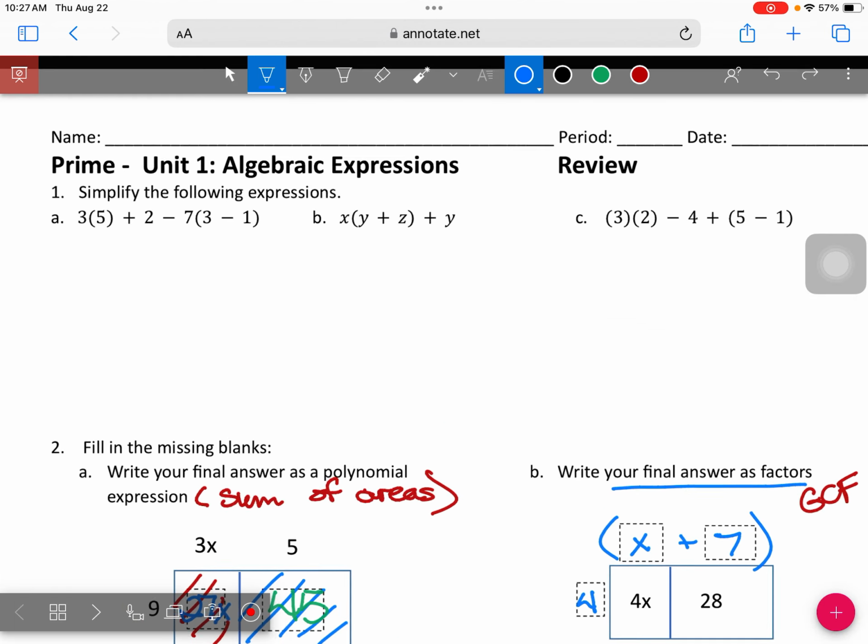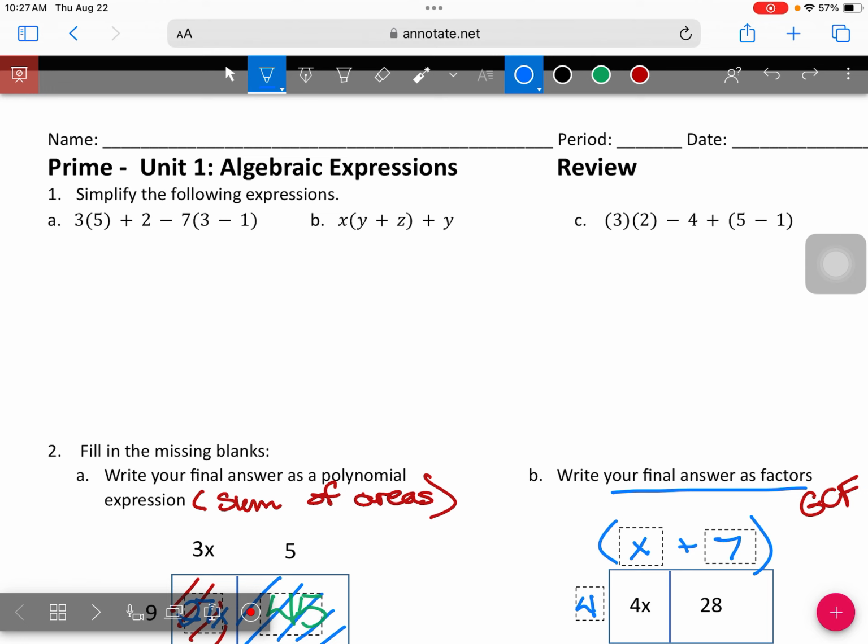All right, let's quickly go over these. I mean, we might as well, right? Letter A, how do you simplify those expressions? What do we have to follow? PEMDAS or PEDMAS, right? I don't know why they said PEMDAS. It's just wrong.